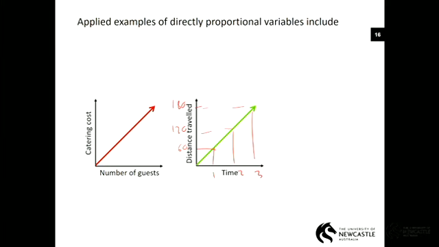That's constant speed, so directly proportional. Litres of paint and area to be painted: directly proportional. More area, more paint, by the exact same ratio. Okay.